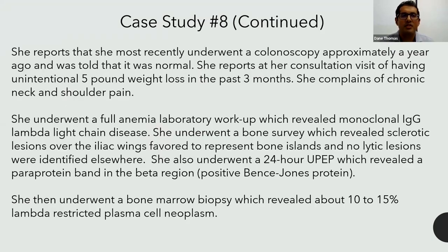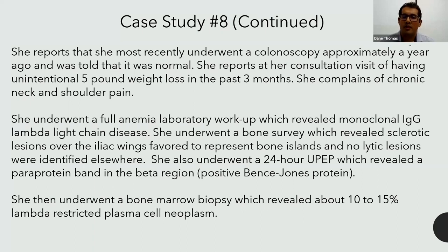She reports that she most recently underwent a colonoscopy approximately 1 year ago and was told that it was normal. She reports, at her consultation visit, having unintentional 5-pound weight loss in the past 3 months. She complains of chronic neck and shoulder pain. She underwent a full anemia laboratory workup, which revealed monoclonal IgG lambda light chain disease. She underwent a bone survey, which revealed sclerotic lesions over the iliac wings favored to represent bone islands, and no lytic lesions were identified elsewhere.